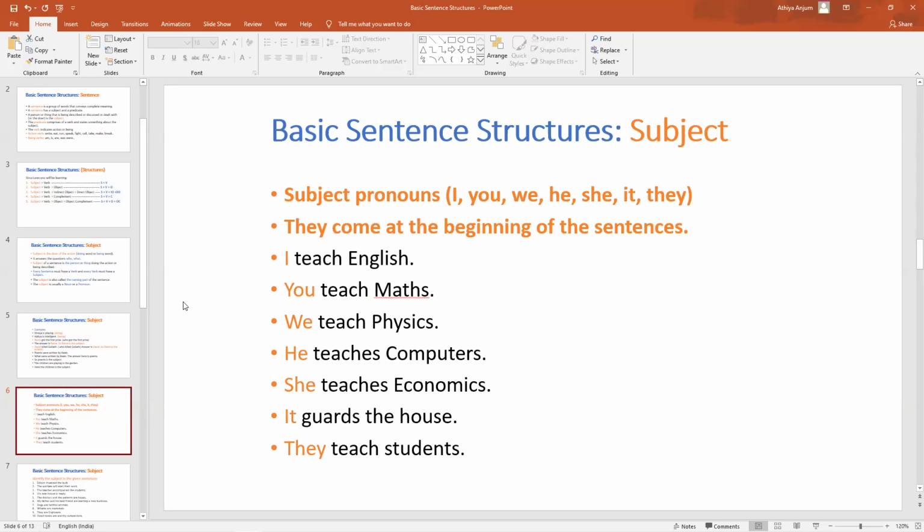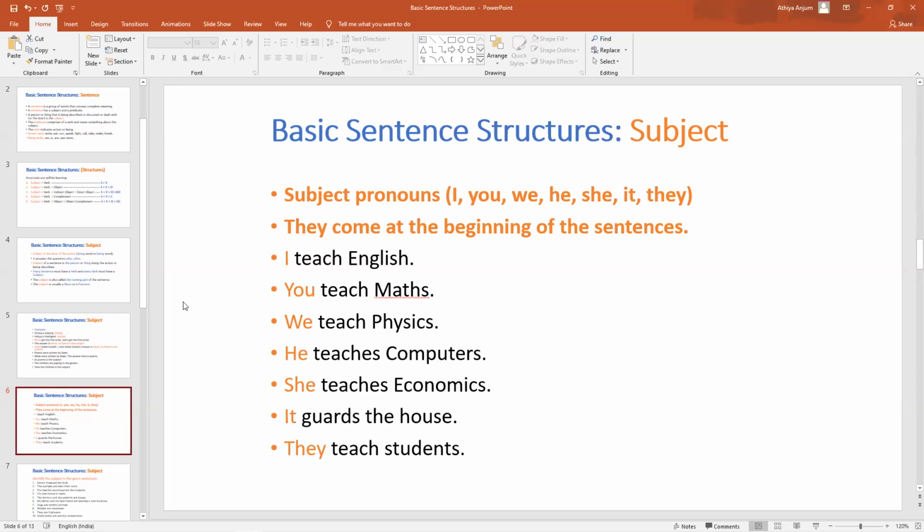Then the next one, he teaches computers. Right. So who teaches computers? He teaches computers. So he is the subject. So, instead of the name there, we are using the pronoun he. Then she teaches economics. Again, instead of the name, we are using she.